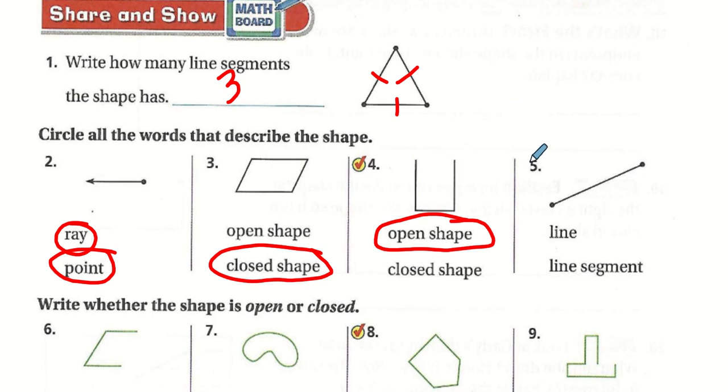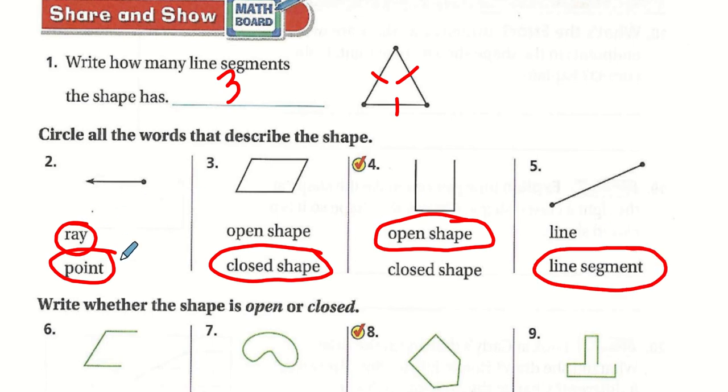Okay, and number 5, if we look right here, our options are line and line segment. A line has to have arrows on both ends, showing that it continues on forever. And this one has two endpoints, which means it's not a line. It's only part of a line with two endpoints, which is called a line segment.